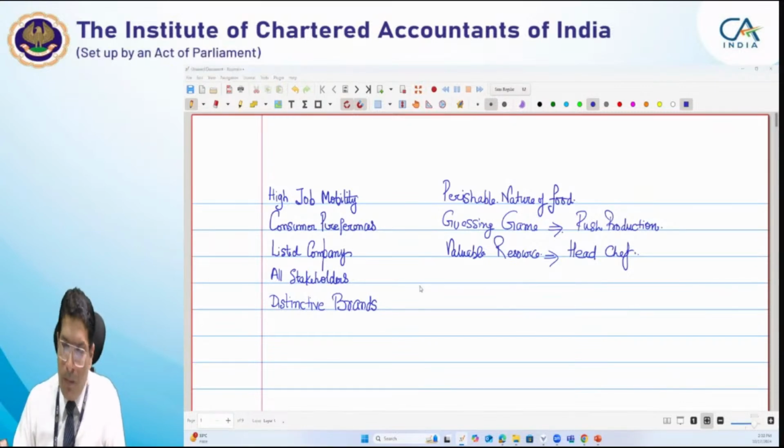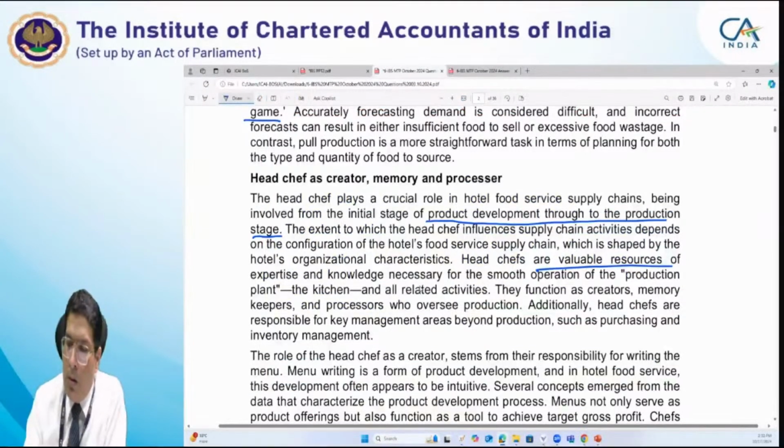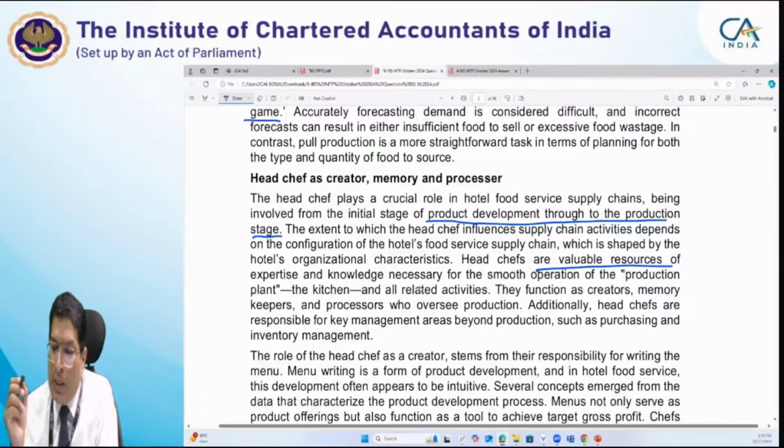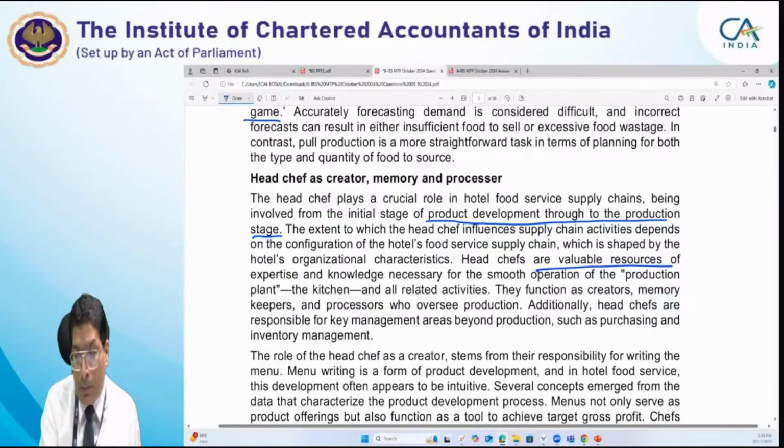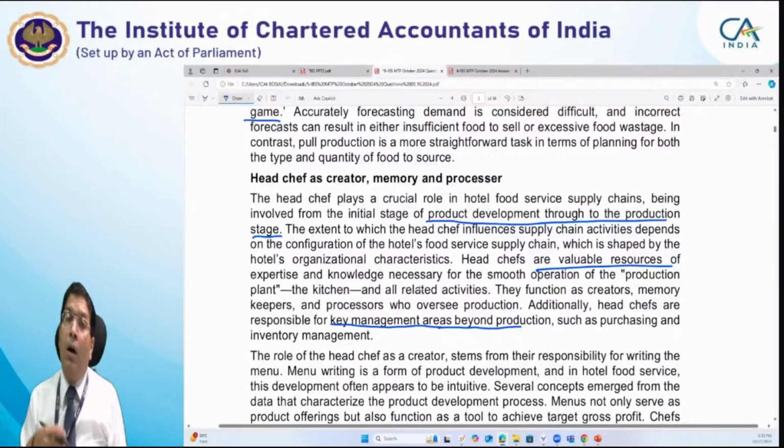Okay. Now, they function as creators, memory keepers, and processors who oversee production. Additionally, head chefs are responsible for key management areas beyond production. They are also responsible for other areas, such as purchasing and inventory management.